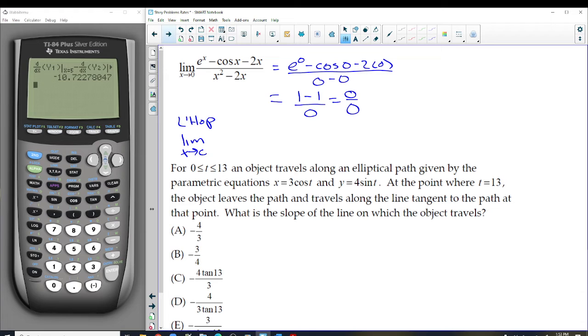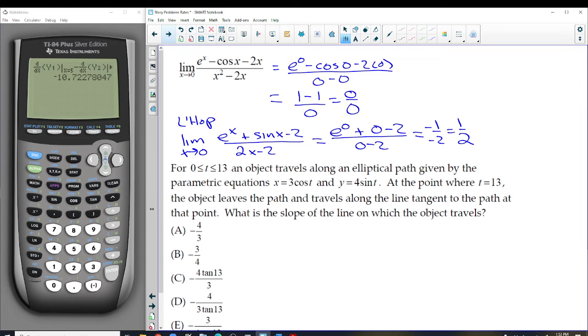Limit as x approaches 0 of e to the x plus sine of x minus 2 over 2x minus 2. And now we plug 0 in. e to the 0 plus sine of 0 is 0 over 0 minus 2. So 1 minus 2 is negative 1 over negative 2. So we're looking at 1/2 for an answer. So quick review of L'Hopital's.